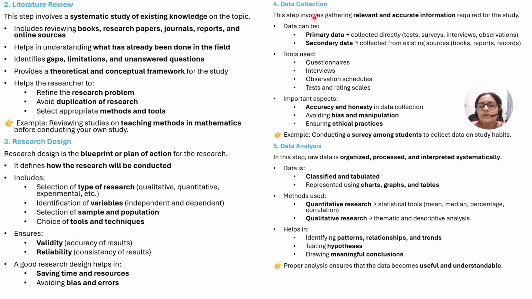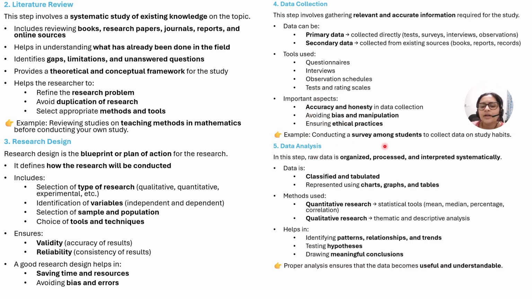Then the fourth one is data collection. So after the research is designed, after the plan of action is planned out, the next step is to gather accurate information. There are two kinds of data. Primary data is collected directly through tests, surveys, interviews, and secondary data is collected from existing sources like books, reports and records. So these are the various tools used: questionnaires, interviews, observation, tests, etc.